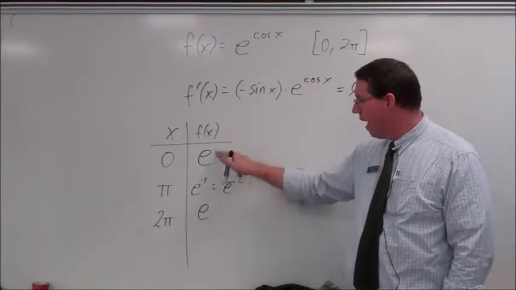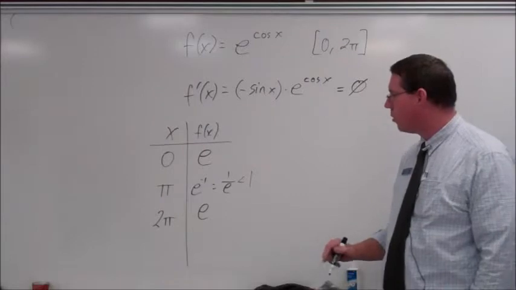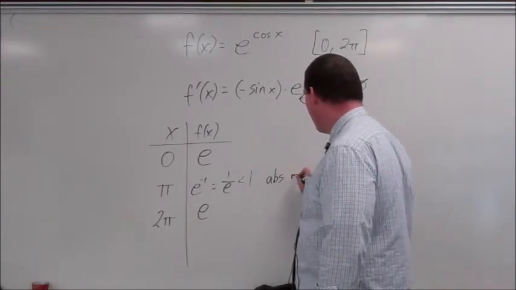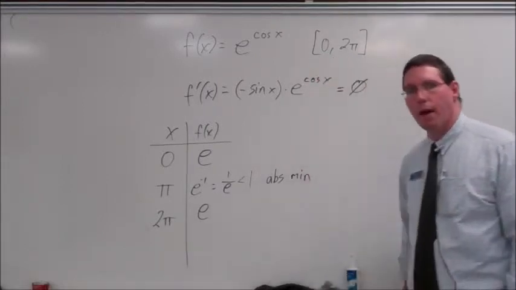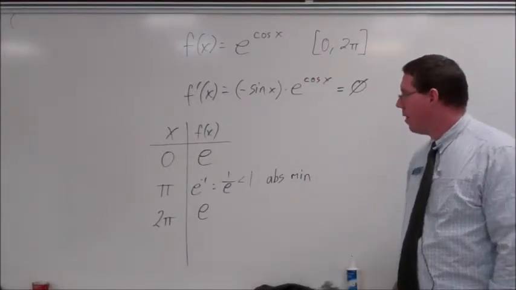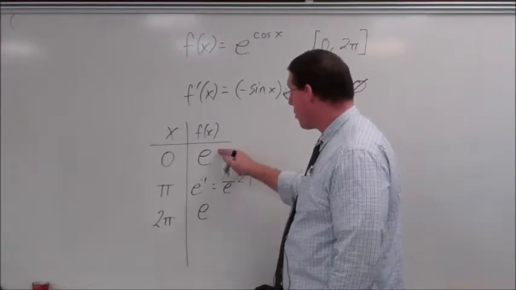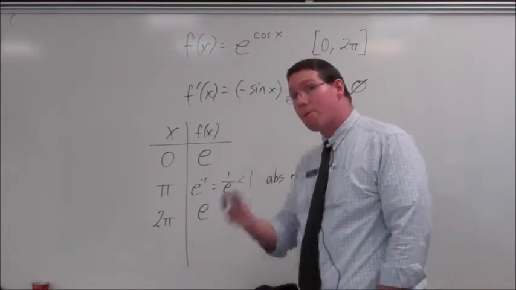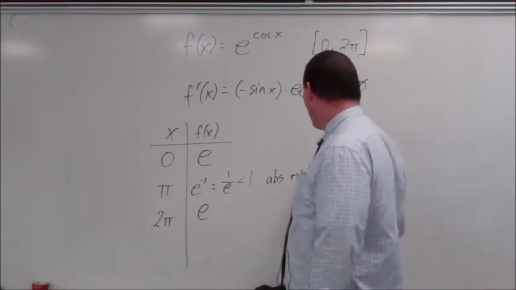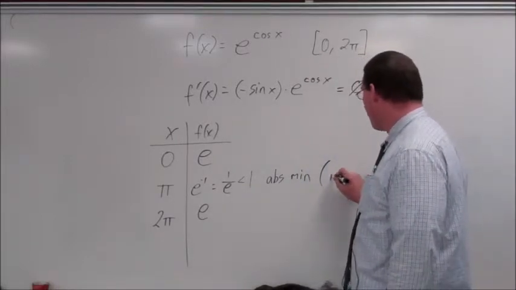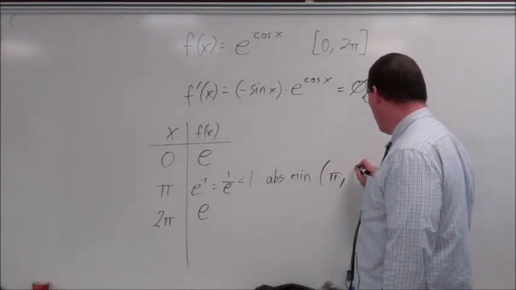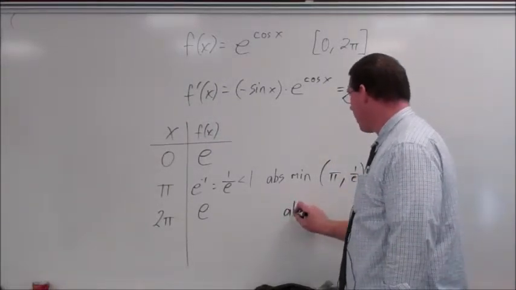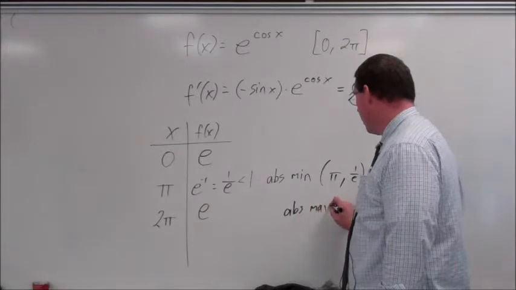Well, that means that both of these values are larger than this value, which makes this the absolute minimum. These two values are the same and larger, which actually means that the absolute maximum is occurring at 2 places. So the absolute minimum is at pi and 1 over e, and then the absolute maximum is occurring.